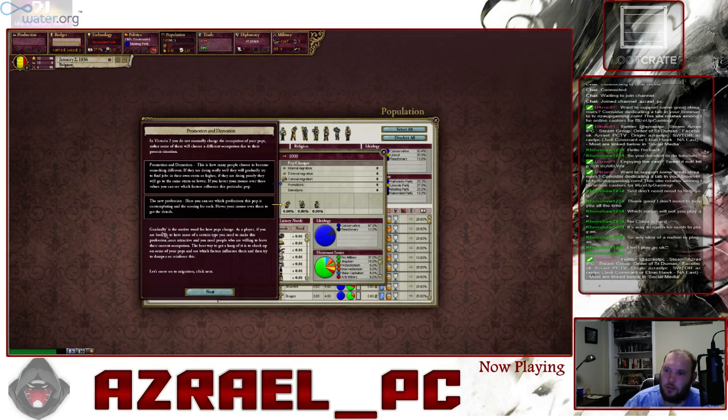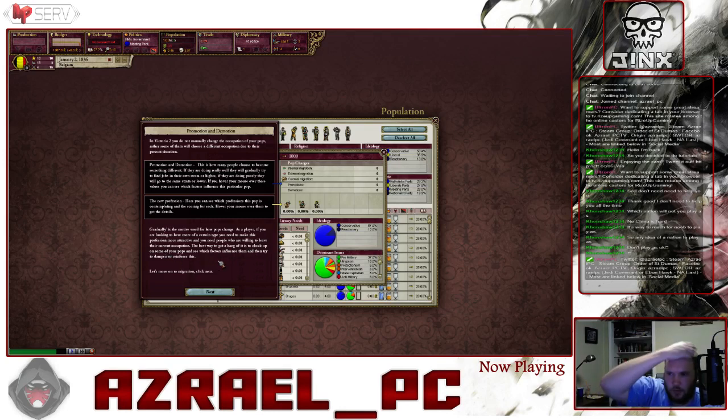Gradually is the motive word for how POPs change. As a player, if you are looking to have more of a certain type, you need to make this profession more attractive, and you need people who are willing to leave their current occupation. The best way to get the hang of it is to check on some of your POPs and see which factors influence them, and then try to dampen or reinforce this.